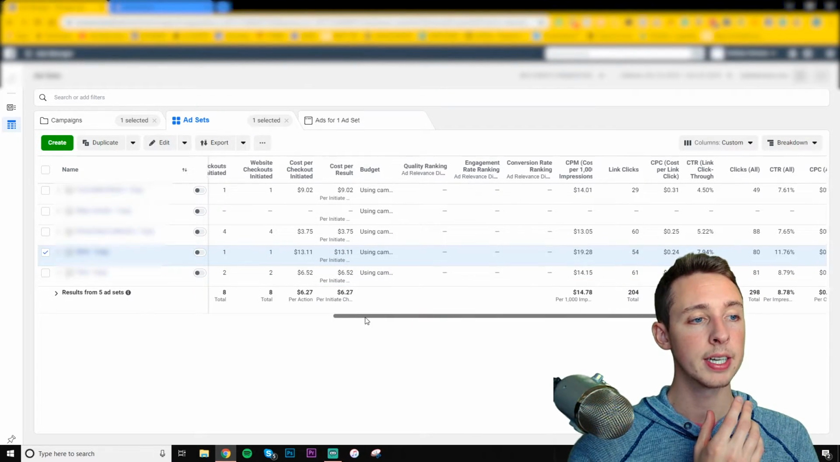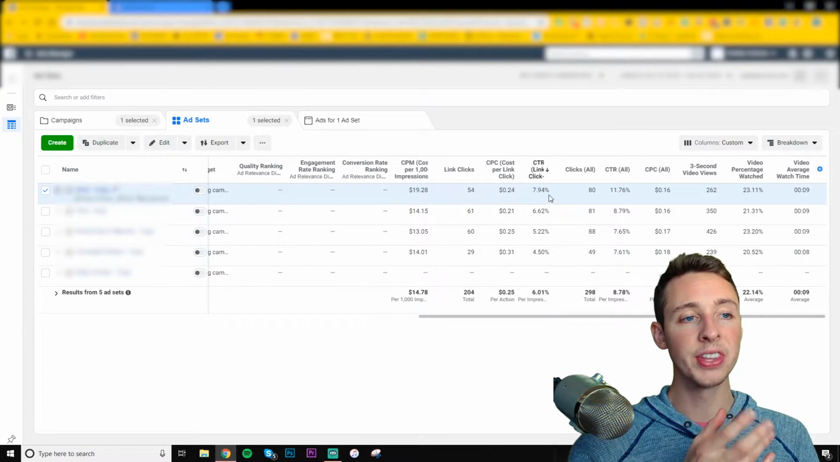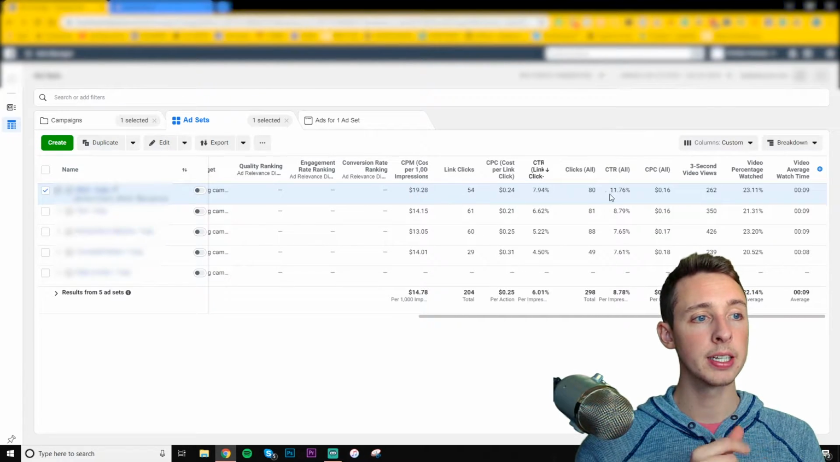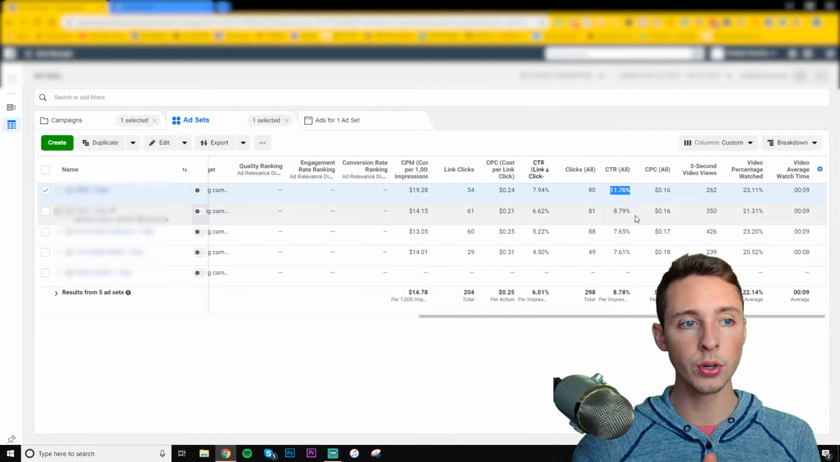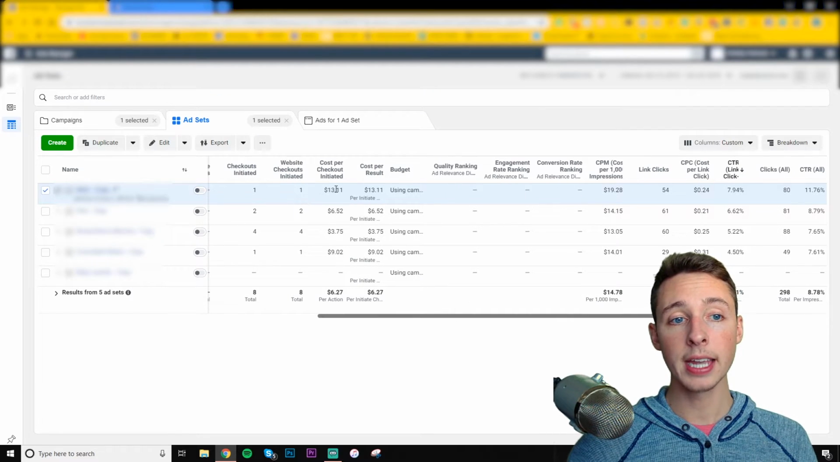So while doing this, the thing that I noticed is that out of every ad set I tested, this audience had a great click-through rate. The CPM was pretty decent. And if you look at the click-through rate for all, this is people that actually clicked on the ad too. It just blew the other ad sets and audiences away. And finally, I had a $13 cost per initiate checkout.